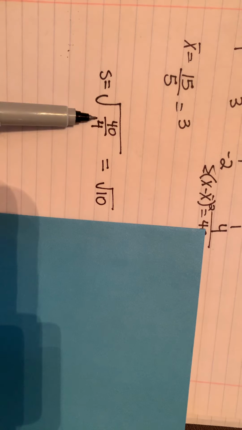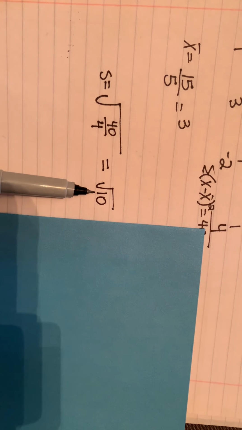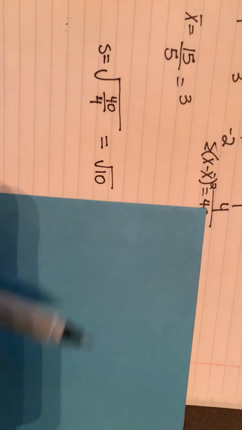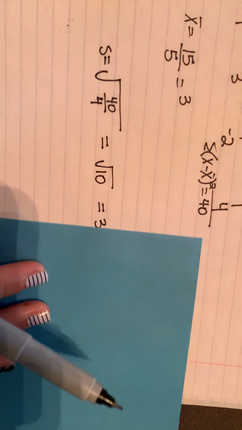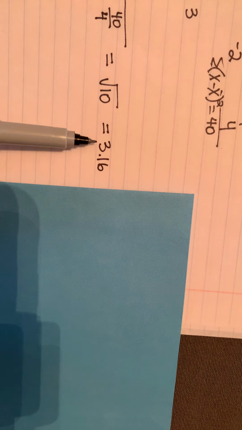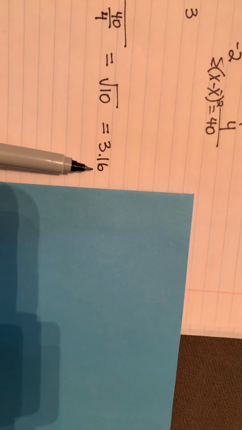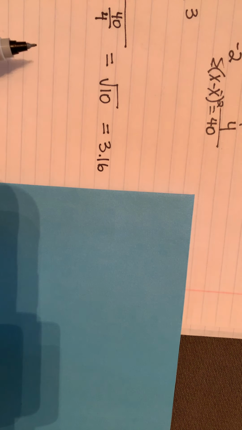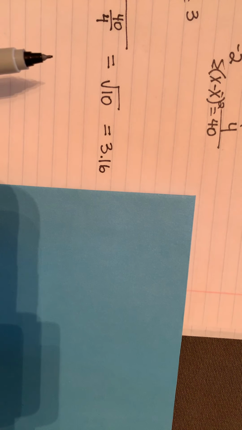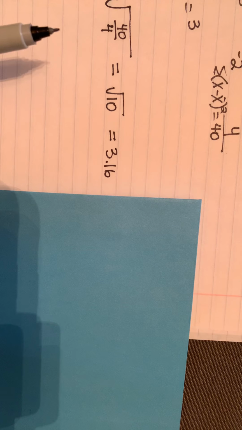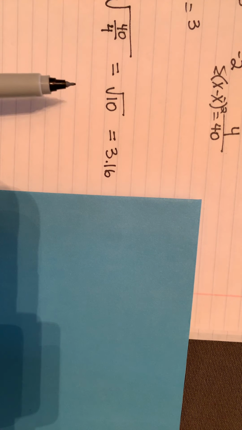And so we calculate that, and you should come to the square root of 10, and then the final step would be to take the square root of 10. And so our final answer, our final standard deviation, is going to be 3.16. So it's pretty easy, not very complicated. Just a couple times of practicing this problem, and you should have it down pat.